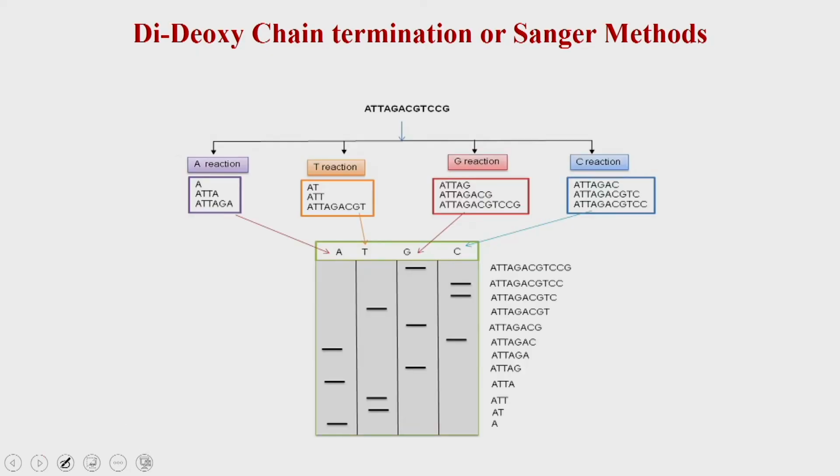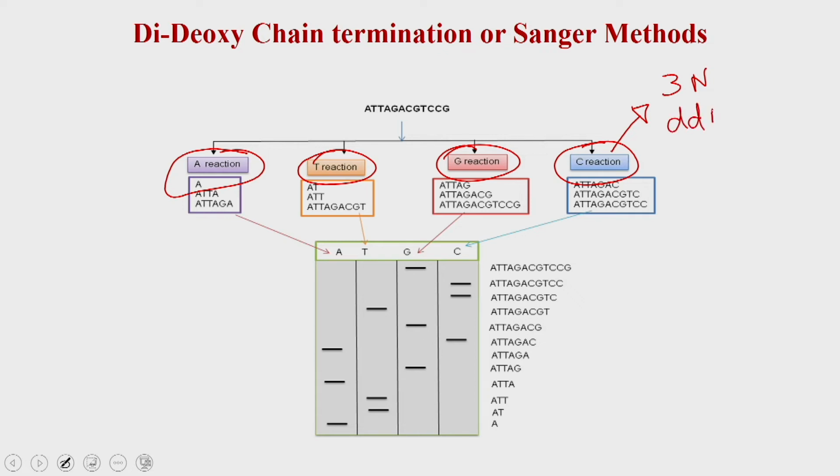Now, let us see how you are going to interpret. Imagine that you have done the A reactions, T reactions, G reactions and C reactions, which means in the C reactions you have 3 normal nucleotides, and the 4th one is ddNTP, which is cytosine. Similarly for guanine, thymine and adenine.